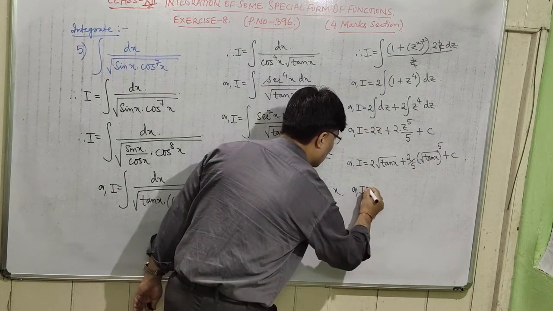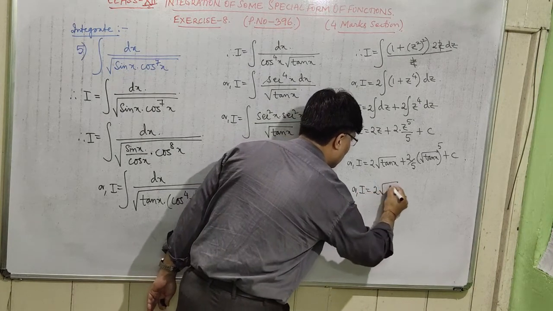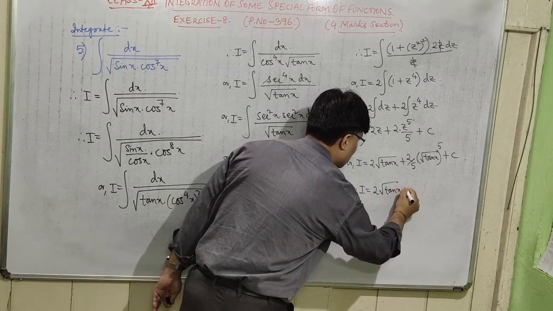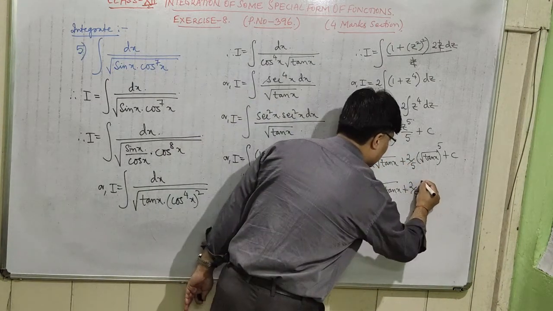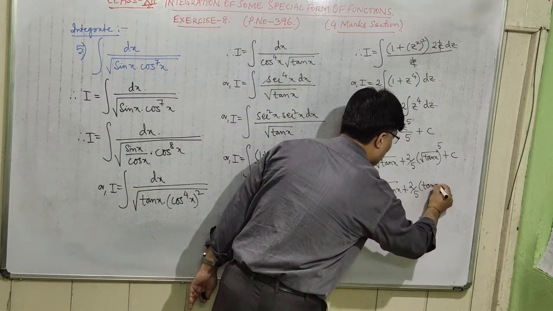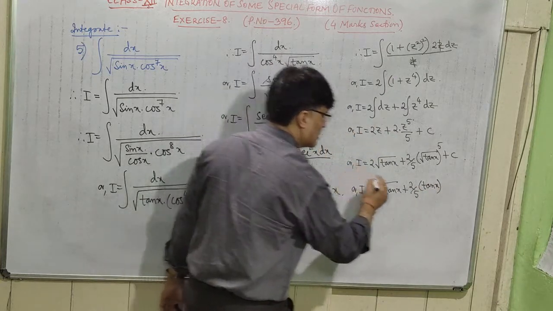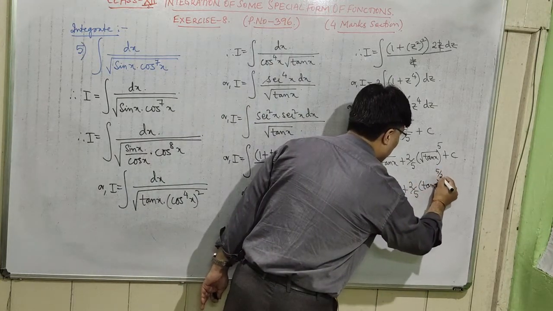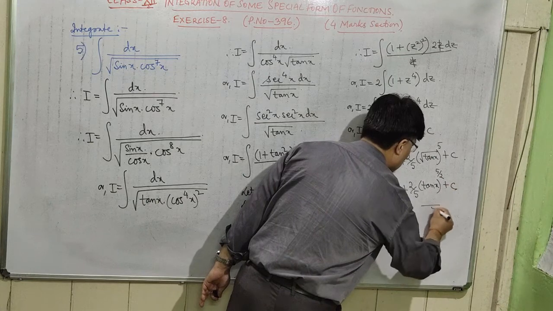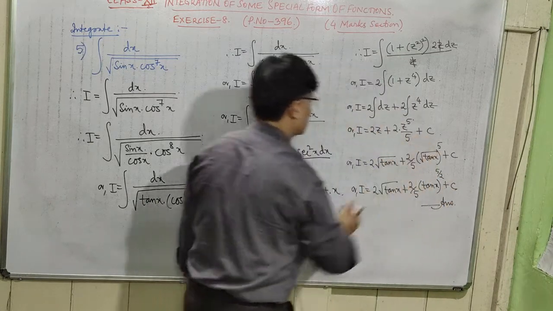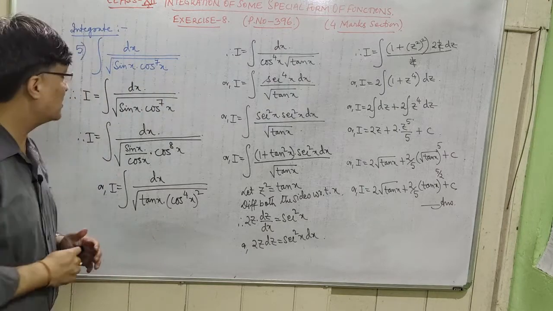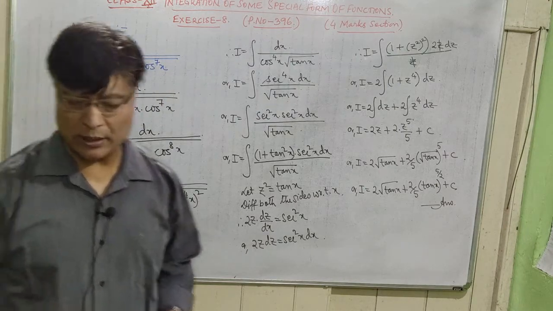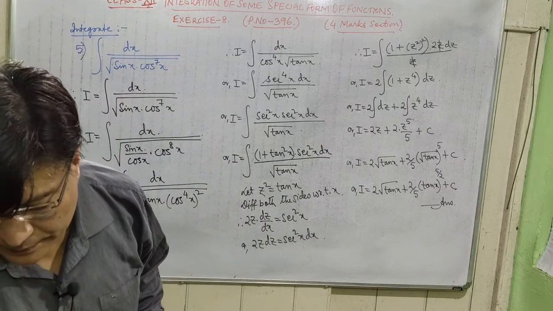So, or I is equal to, this is your 2 root over tan x kept as it is plus 2 by 5, and this can be written as, you know, root over is whole to the power half, so you can write it as tan x whole to the power 5 by 2 plus c. So this is the final answer. So I think you have understood it. So you can copy it. Now we'll do the next question.